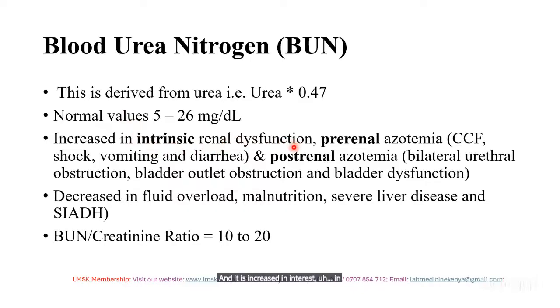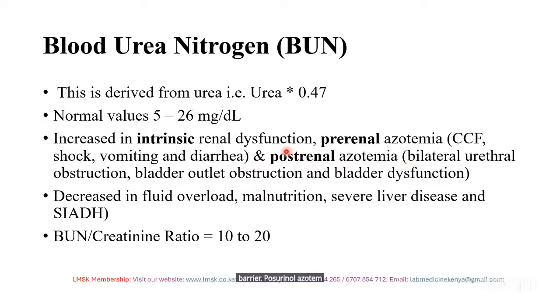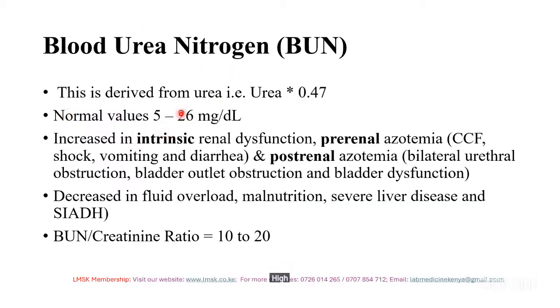intrinsic renal dysfunction, or prerenal azotemia, this is high urea before the kidney, in areas such as congestive cardiac failure, shock, vomiting, and diarrhea. Postrenal azotemia, or high urea after the kidneys, is bilateral ureteral obstruction, bladder outlet obstruction, and bladder dysfunction. So high BUN can be increased in all these conditions here.